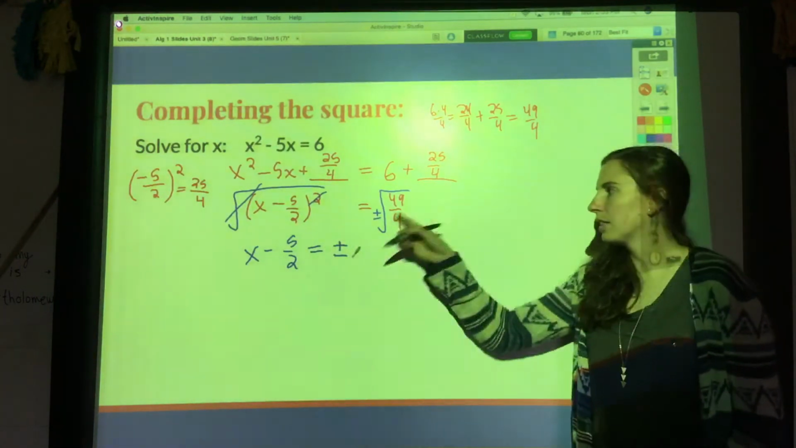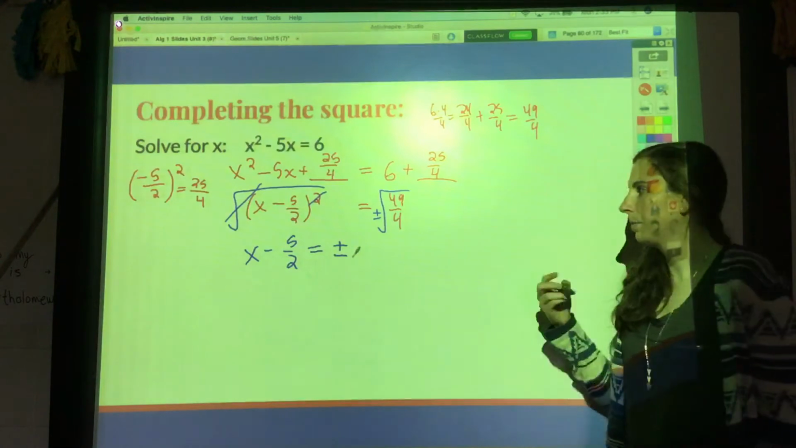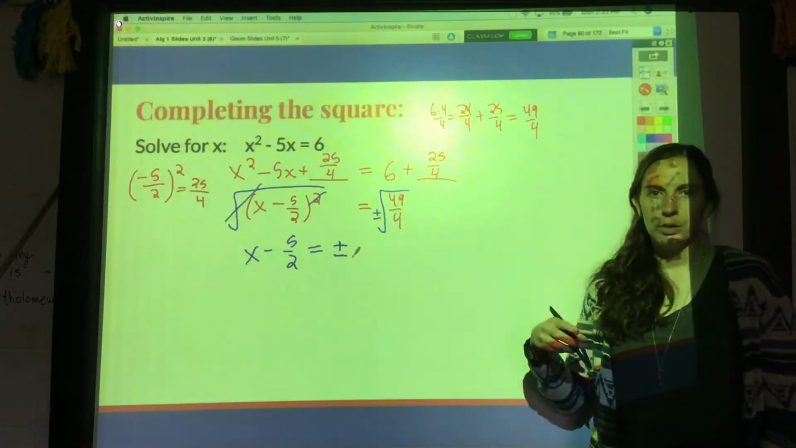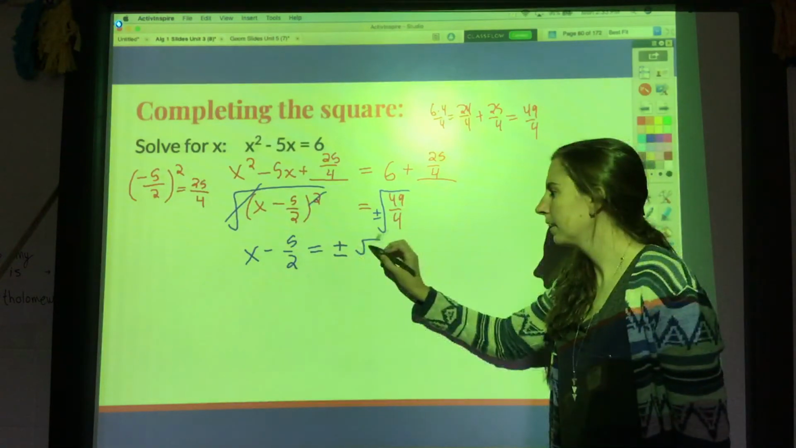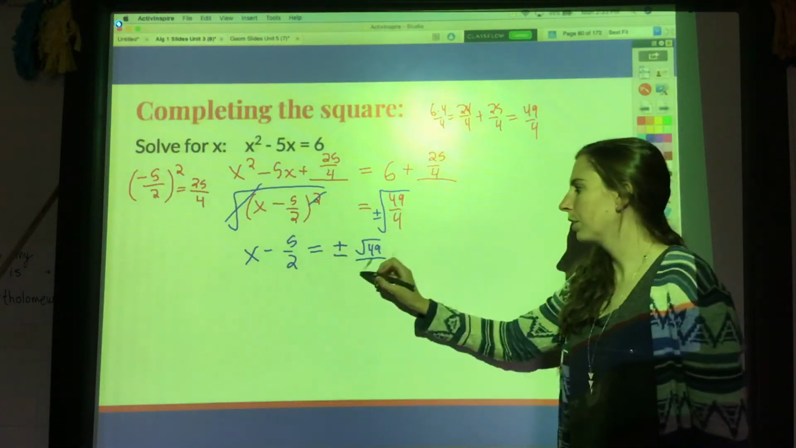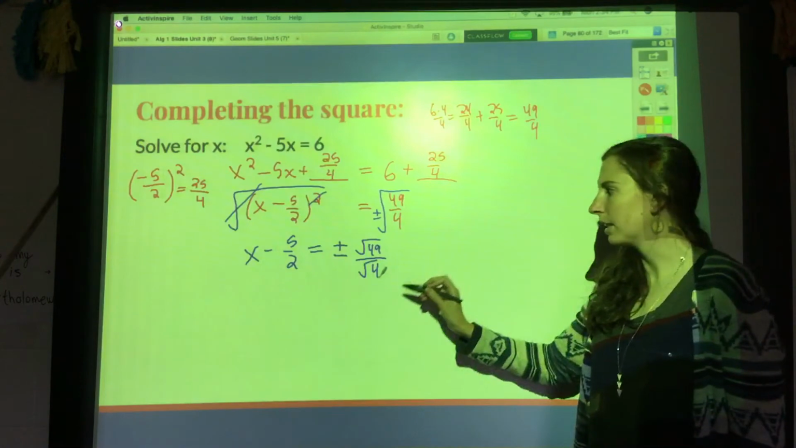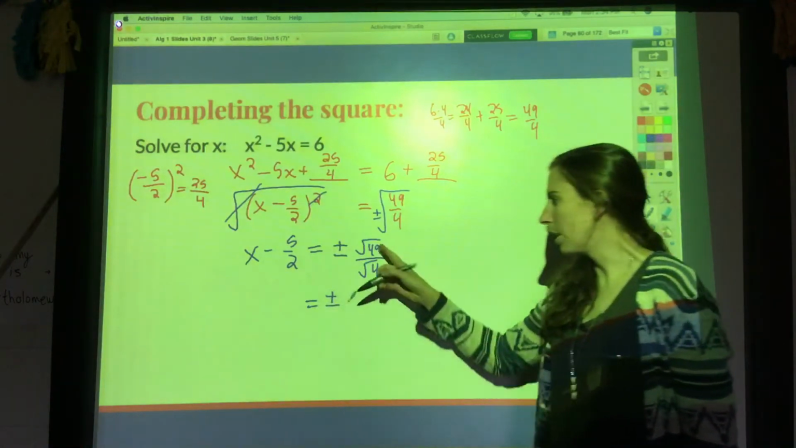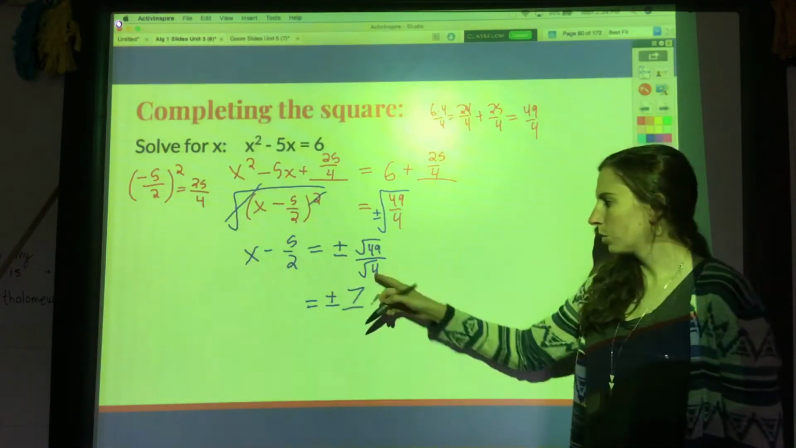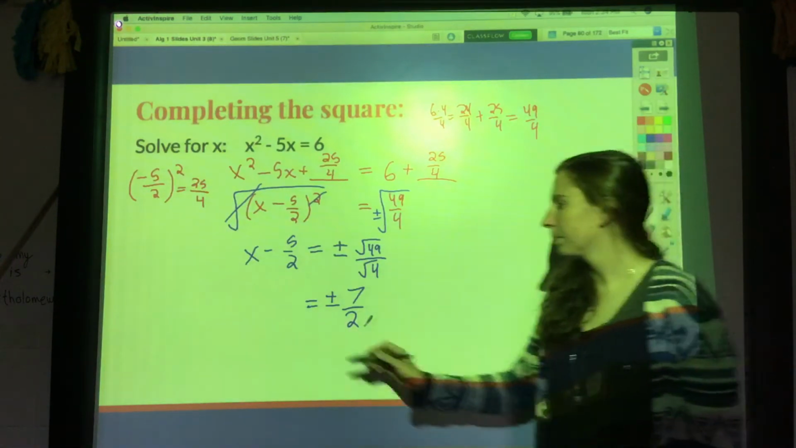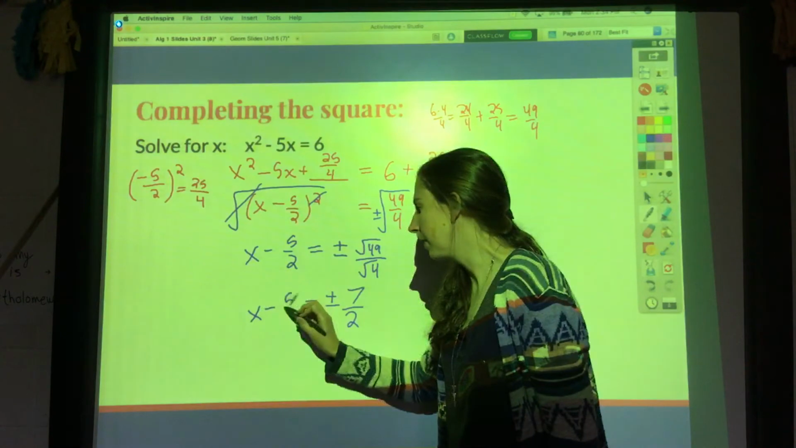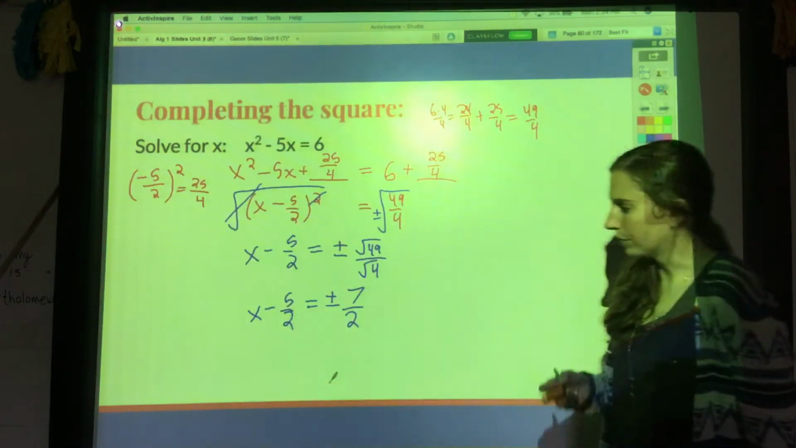Here's the reason I left it as a fraction rather than a decimal. This will square root evenly if you split it up. The square root of 49 comes out even, and the square root of 4 comes out even. That's just square root of 49 is 7, square root of 4 is 2, and it's actually just 7 halves. You could do that as a decimal as well, but I like the fraction version.